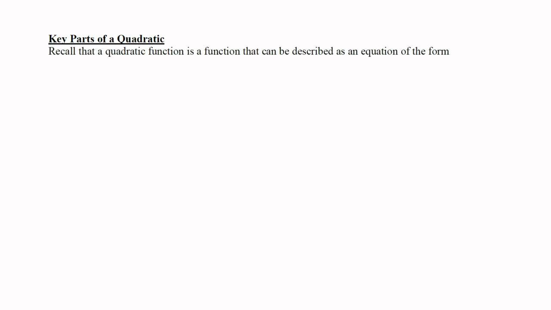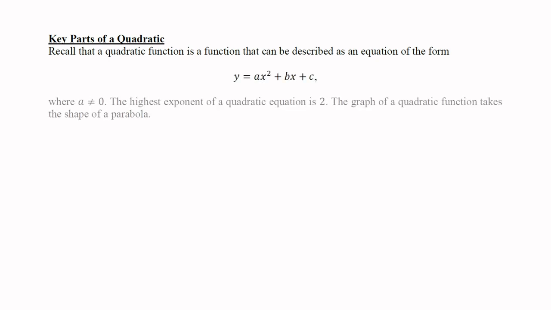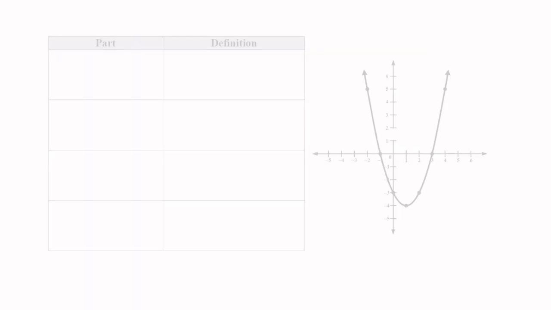Recall that a quadratic function is a function that can be described as an equation of the form y equals ax squared plus bx plus c, where a cannot equal 0. And the reason a cannot equal 0 is because if a were 0, that x squared term would go away, and we're left with bx plus c, which would be linear. The highest exponent of a quadratic equation is 2. The graph of a quadratic function takes the shape of a parabola.